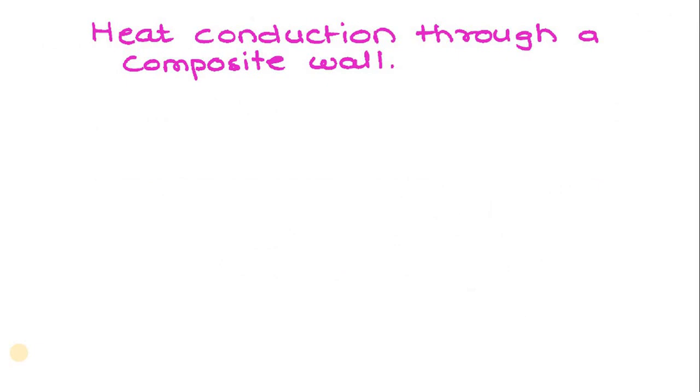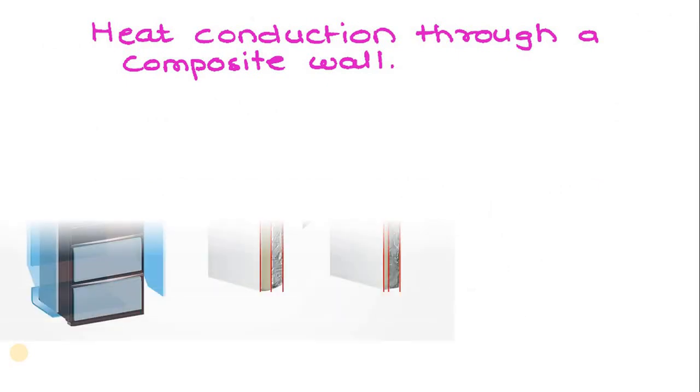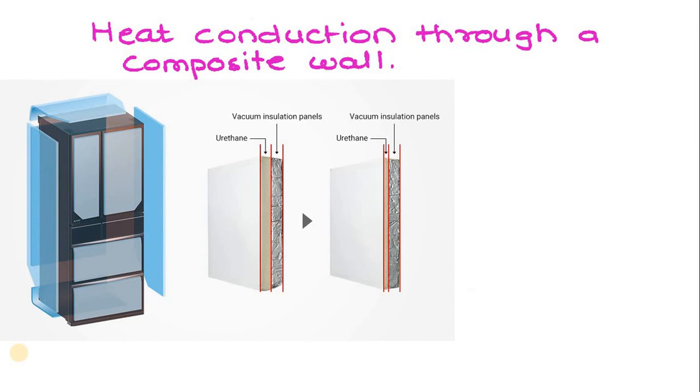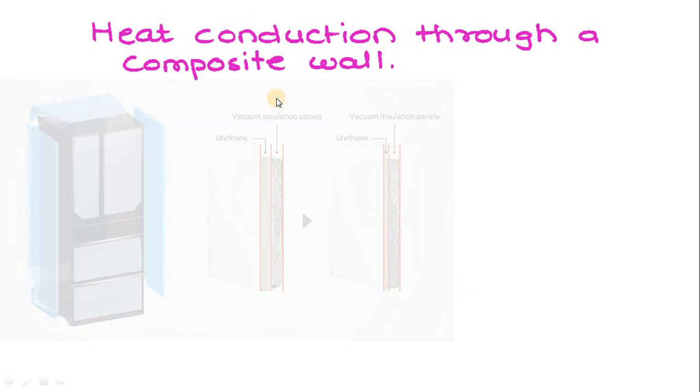Now what does it mean by a composite wall? If I take an example of a vacuum insulation refrigerator, in that case there is polyurethane and outside there is a vacuum insulation panel, right? That means a composite wall. I will take one more example.